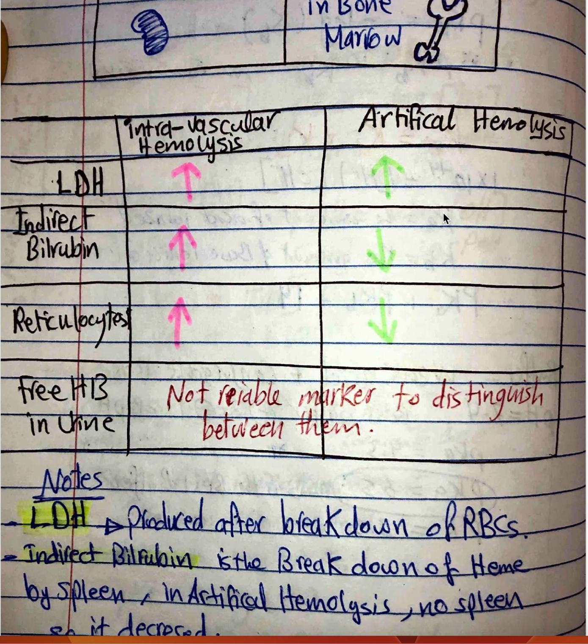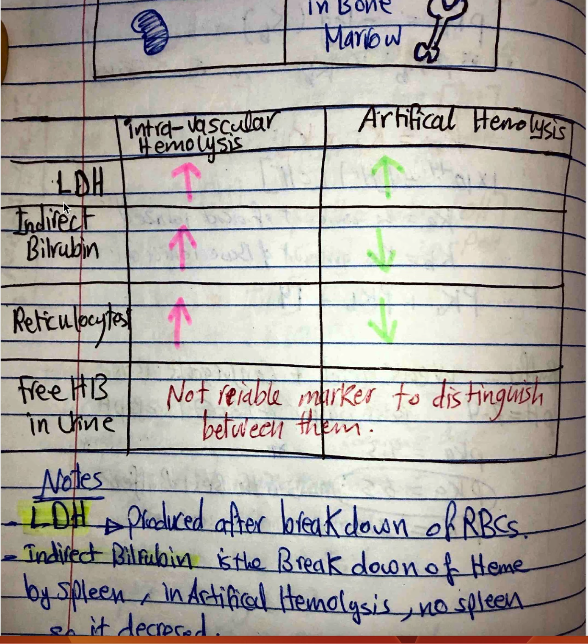Now we just make a table to differentiate between what is increased in the intravascular hemolysis and what is increased in the artificial hemolysis. So we have here intravascular hemolysis: lactate dehydrogenase, indirect bilirubin, reticulocytes, free hemoglobin in the urine.